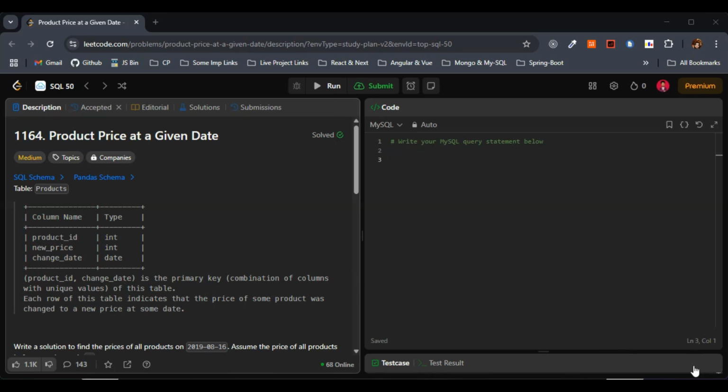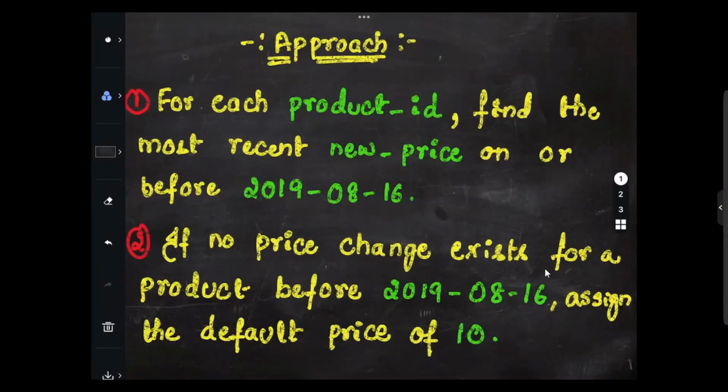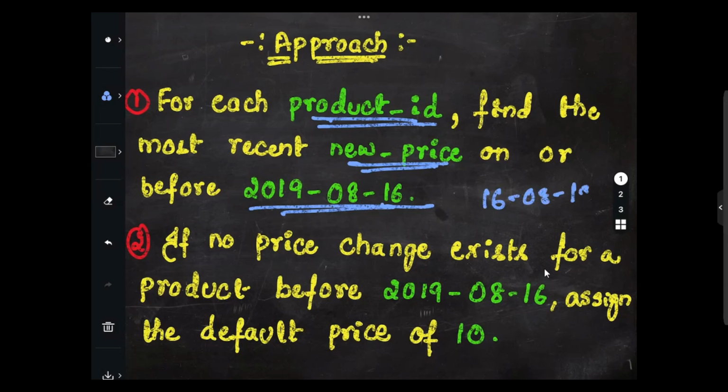Let's discuss the approach step by step. The first step is, for each product ID, we have to find the most recent new price on or before 16/8/2019. This is very important: the new price on or before 16/8/2019. So this is a very important step.